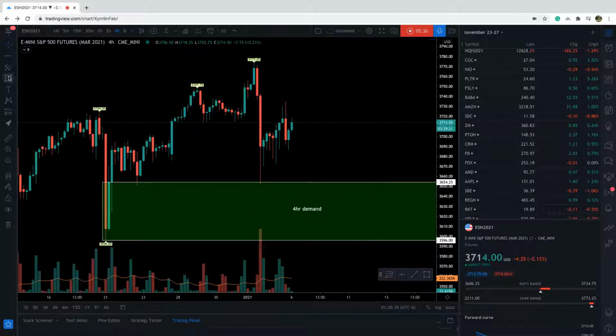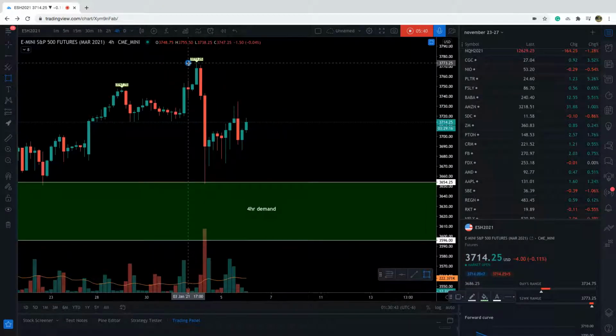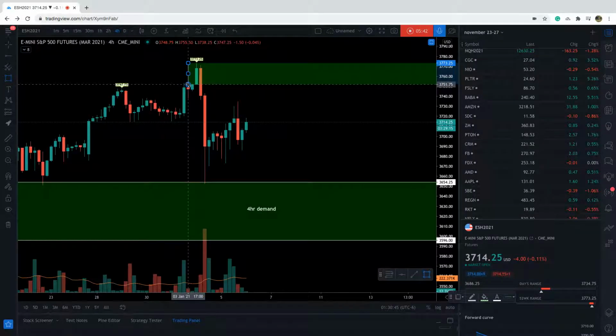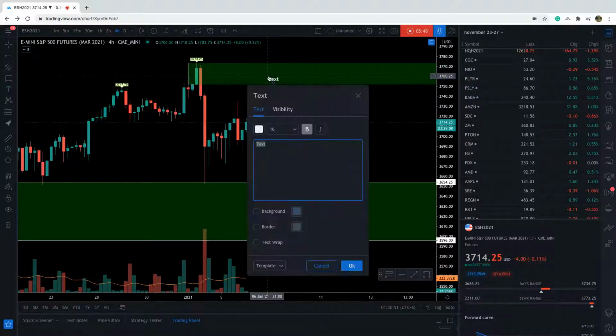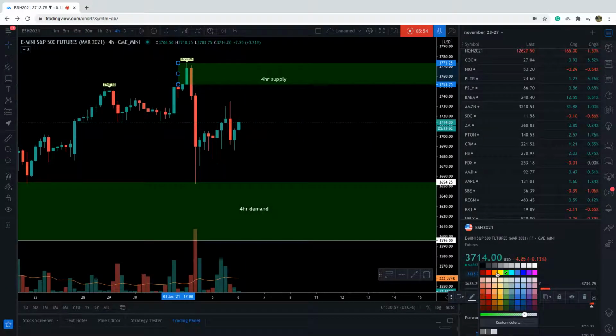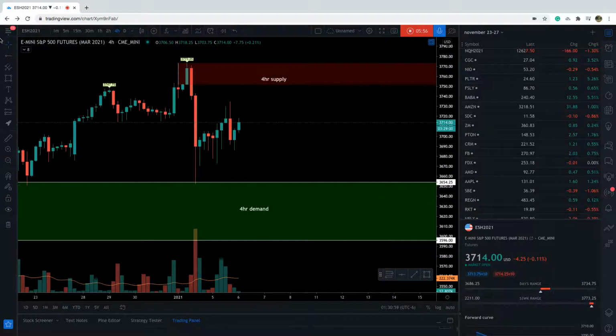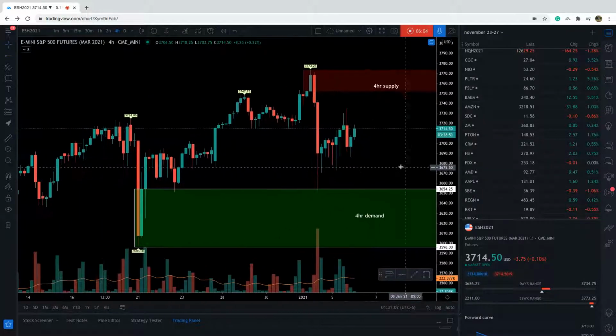So back to the 4-hour. That trade worked out. For the 4-hour supply, we would look at the top of this wick, go to the bottom of the body, make it red, and slap a label on it: 4-hour supply. And of course, I would mark the price level so I know, but for the sake of this video and time, I won't do that.